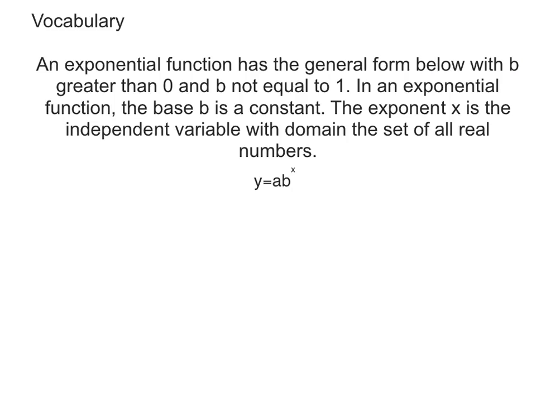It says an exponential function has a general form below with b greater than 0 and b not equal to 1. Now, by the way, that general form is located right here where it says y equals a times b to the x power. So in an exponential function, the base b is a constant, and the exponent x is the independent variable with domain being the set of all real numbers. So any time that we're talking about an exponential function, we'll always use this formula or this equation, y equals a times b to the x power, where b has to be between 0 and 1.